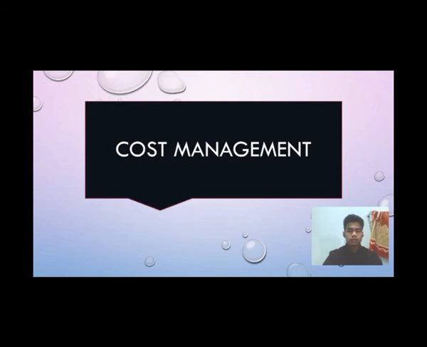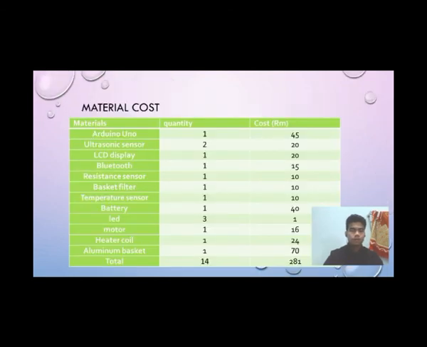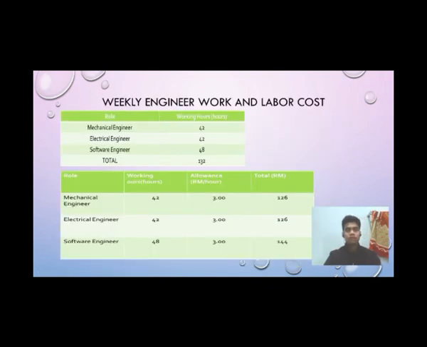So the cost management starts with the material cost. They have Arduino Uno, which is with all the parts. The cost of the parts is 281 ringgit. So the total order is 40 quantity. So the working hours for the mechanical and software is 132, and the mechanical engineer, electrical engineer and software engineer, they have the hours. Every part has the hours, and for the hours, 1 hour is 3 ringgit.